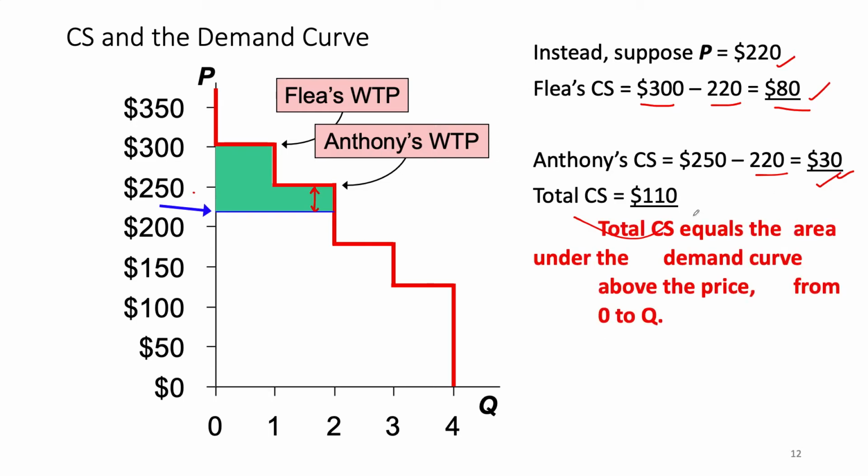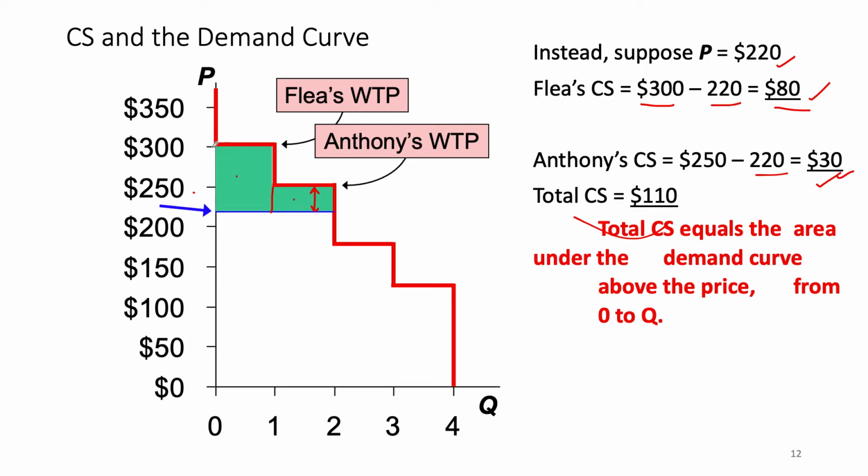Okay, the consumer surplus tells me the area under the curve. So if I really want to separate it, this is Flea's consumer surplus and this is Anthony's consumer surplus, and I add both of them. That tells me the area under the demand curve. So the total consumer surplus in general is the area under the demand curve above the price. It's above the price, and that goes between 0 and Q, the quantity demanded at that price.